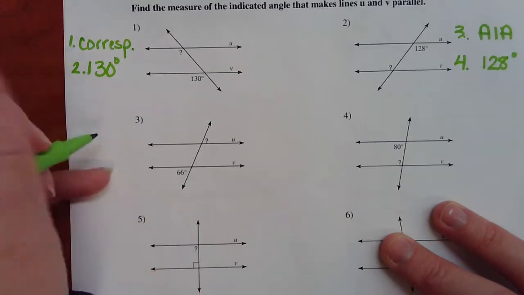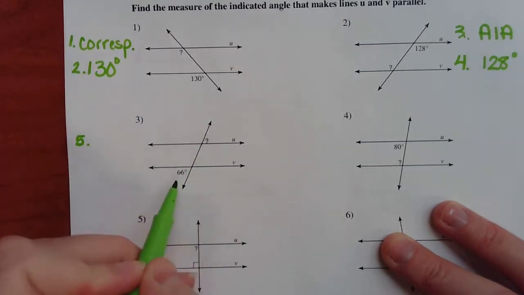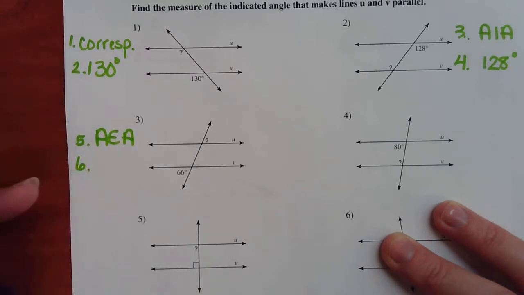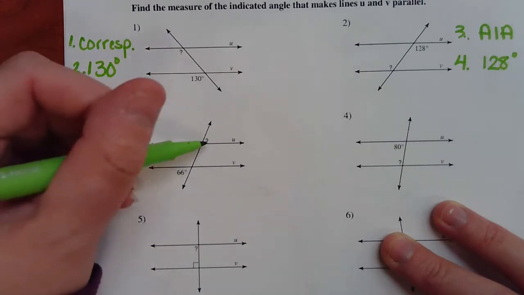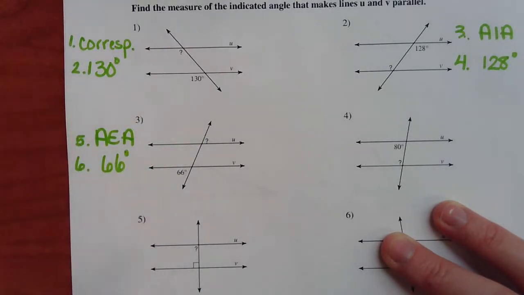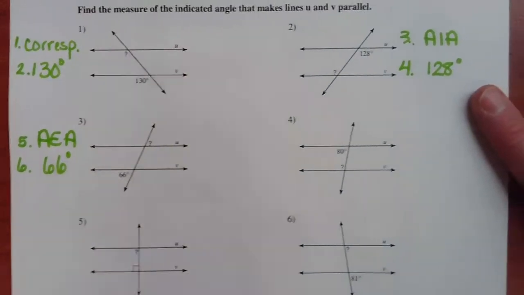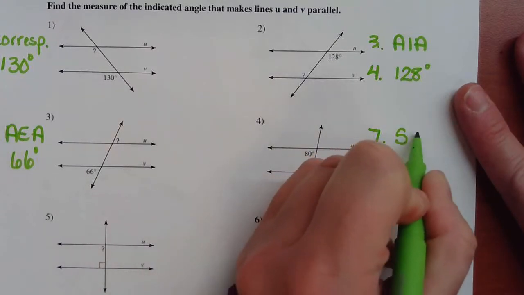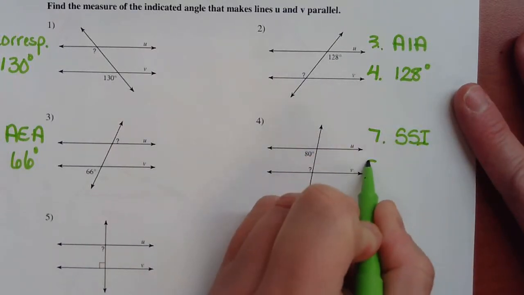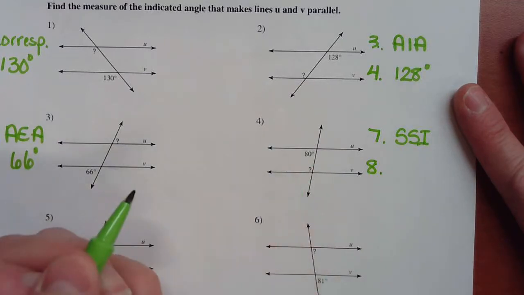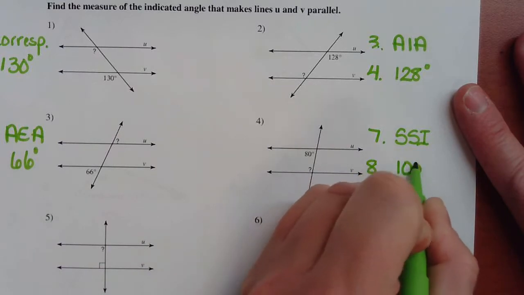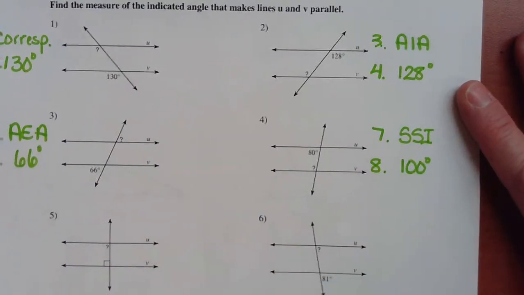Number 5 would ask you, what type of angle pair are these? These are alternate exterior angles. And then if they are alternate exterior angles, that means that they are equal to each other. So if this is 66, that is 66 degrees. And then number 7, again, would ask you what type of angle pair. These two are same side interiors. Because they are same side interiors, that means that they add up to 180. So take 180 minus 80 and you get 100 degrees for that missing angle measure.